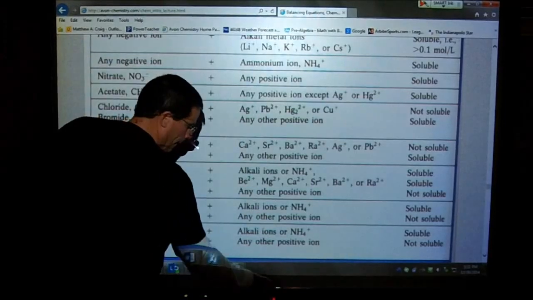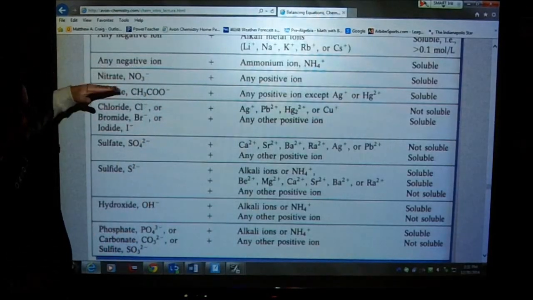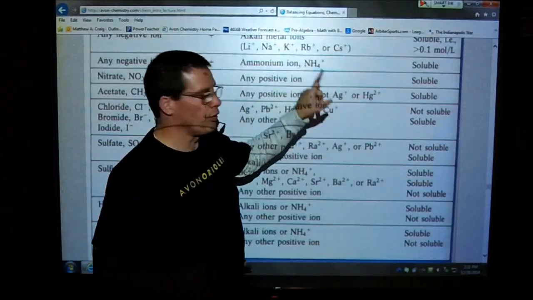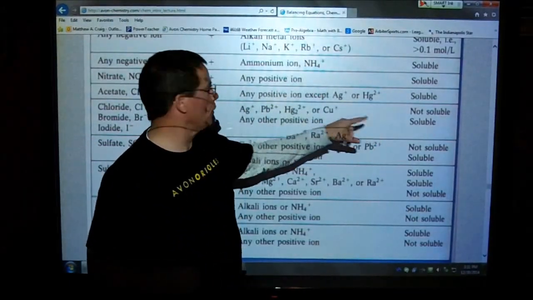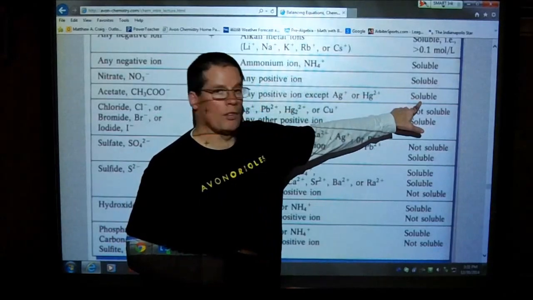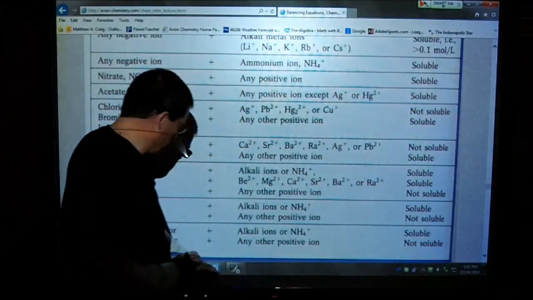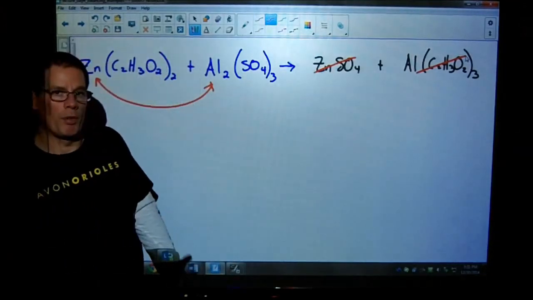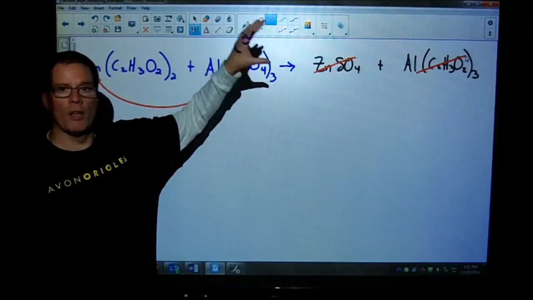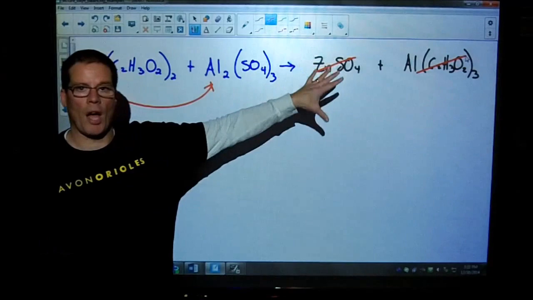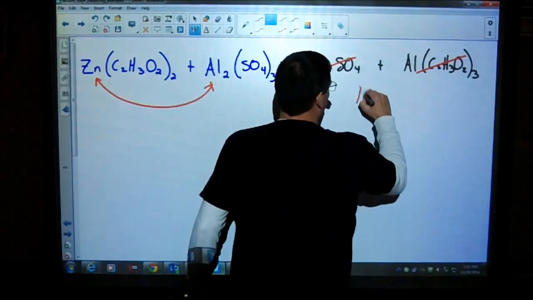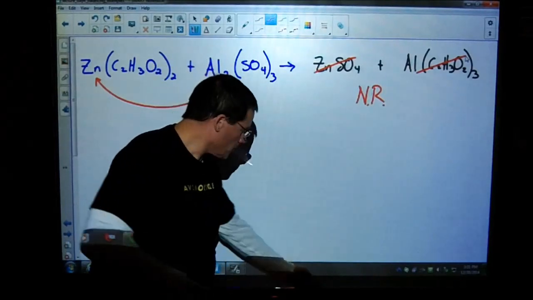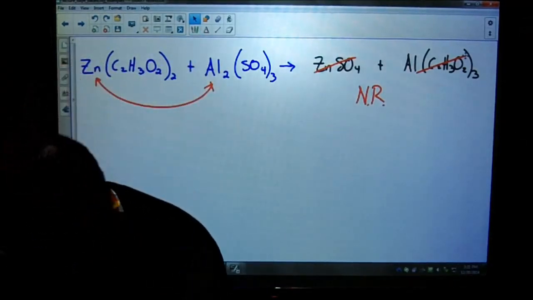They're the same. Okay? So you find the acetate, you come across, is aluminum any positive ion except for silver or mercury? The answer is yes. So in that case, it is soluble, which now means that we have two things that are not forming a precipitate. If both of these products are considered soluble, you have no reaction. That's one reason why I didn't want to balance it. Now, what does not soluble look like?